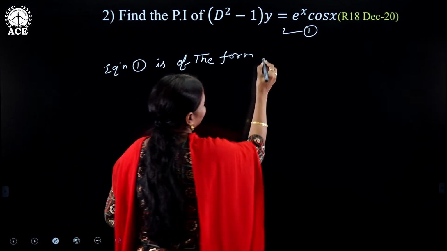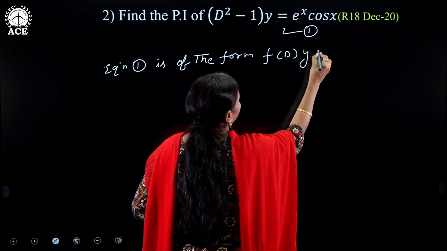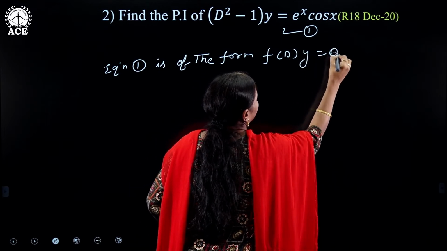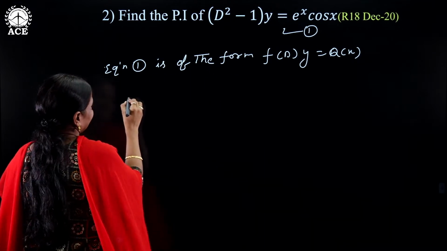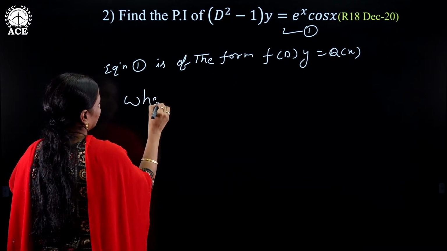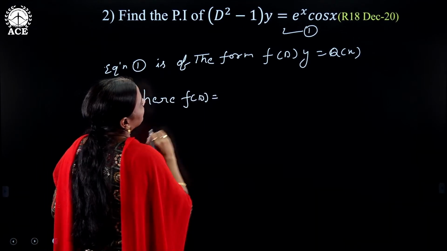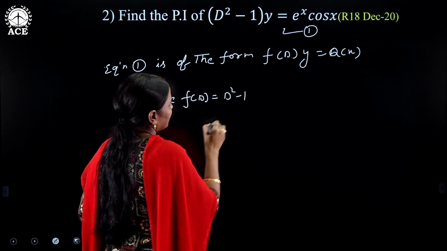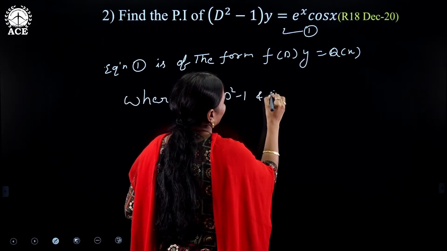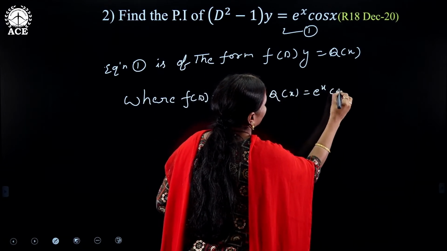What is the standard form here? Standard form is f of d into y is equal to q of x. Where f of d is equal to d square minus 1. And what is q of x? Q of x is equal to e power x into cos x.